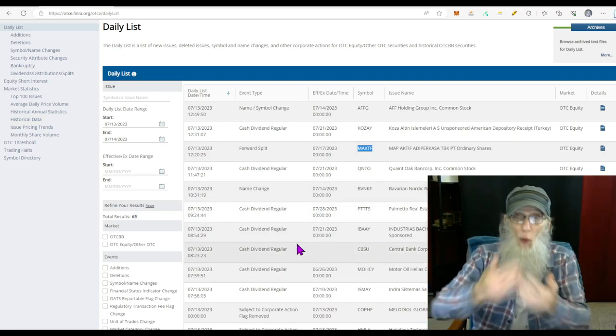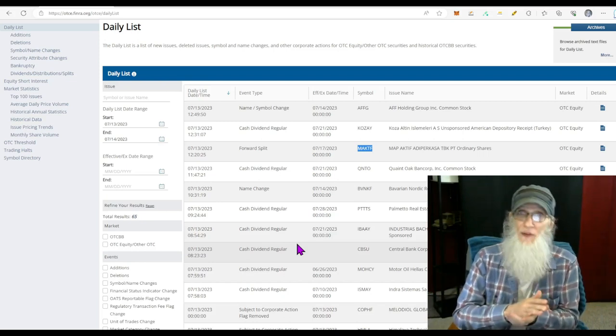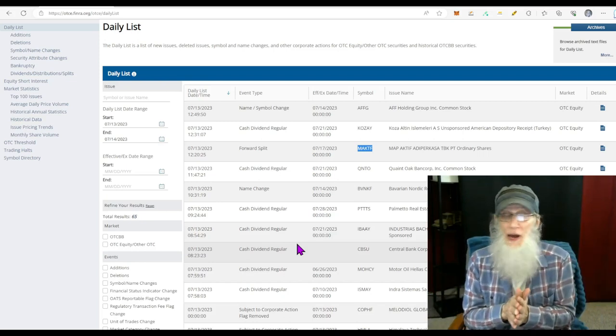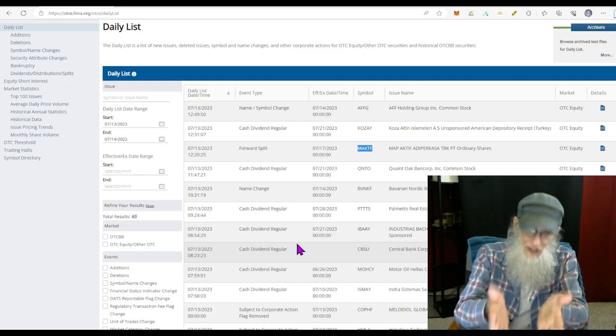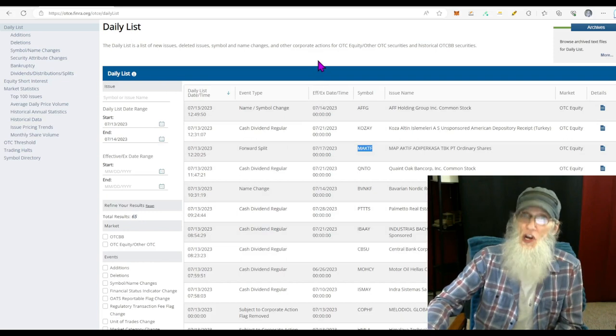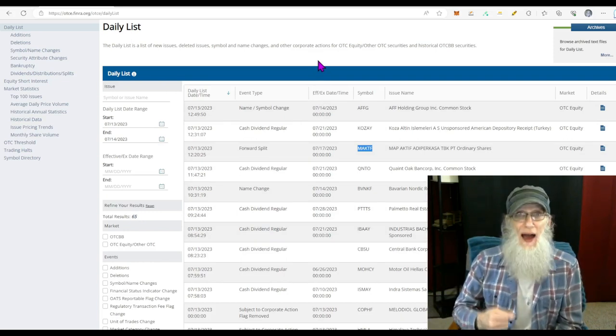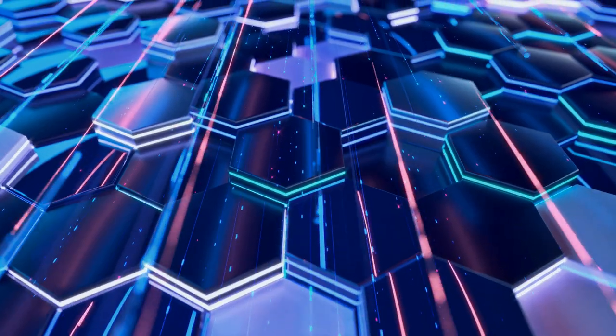As day traders, we want to be ahead of the waves. That's the only way you surf. You got to be ahead of it. But if you don't know where the waves are going to be, you ain't going to catch nothing. This is a wave catcher right here. So I've shown you through news and through filings how to find heat. Now let's go find heat looking at the charts.